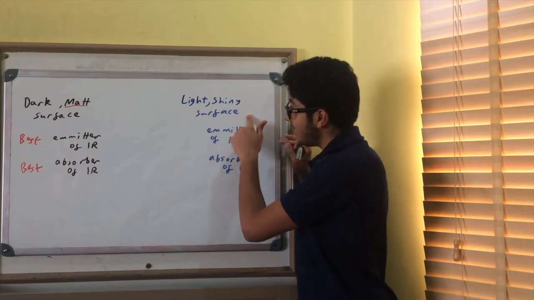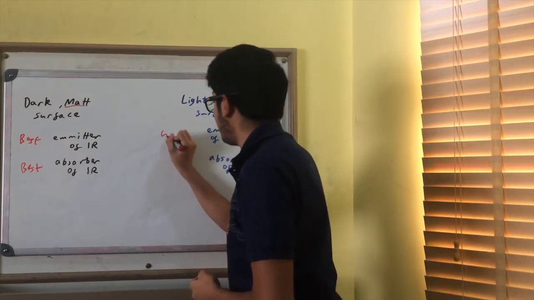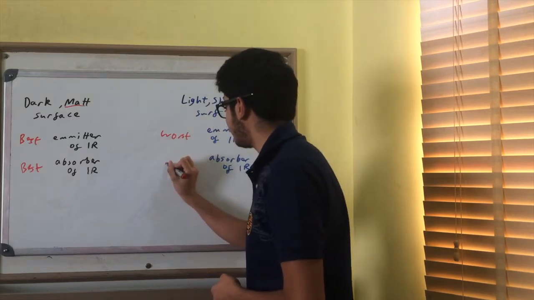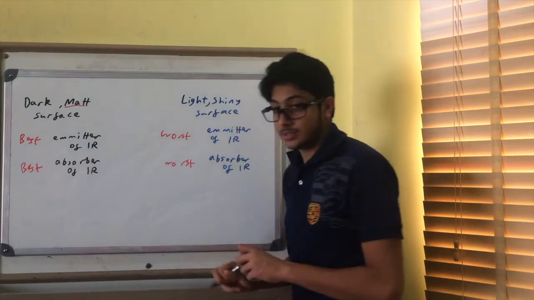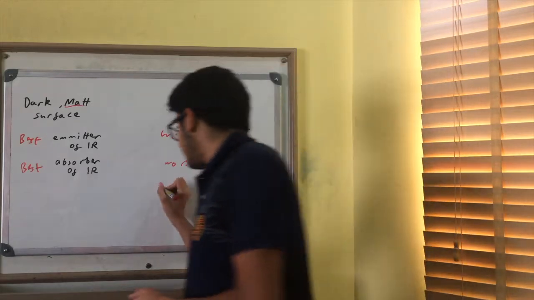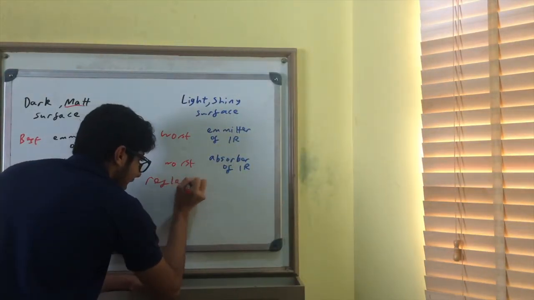Now light shiny surfaces are the opposite. They are the worst emitters of infrared radiation and the worst absorbers of infrared radiation. But they are very good at reflecting it.